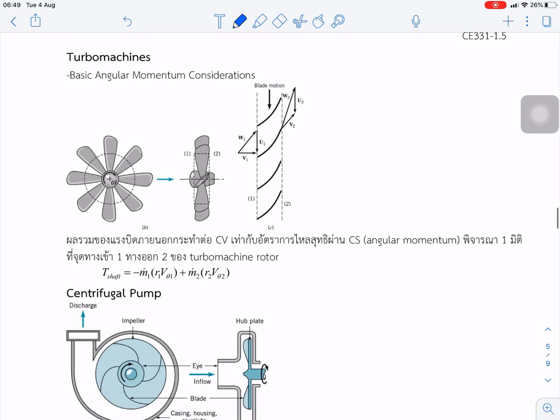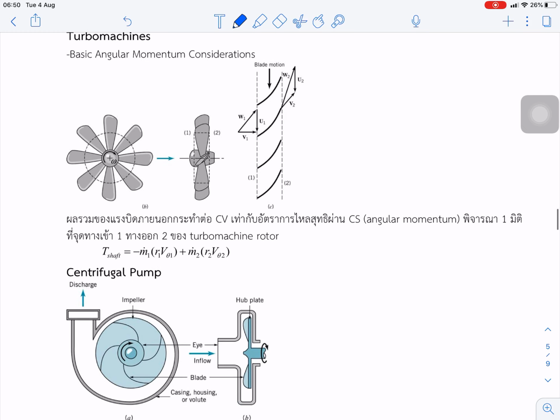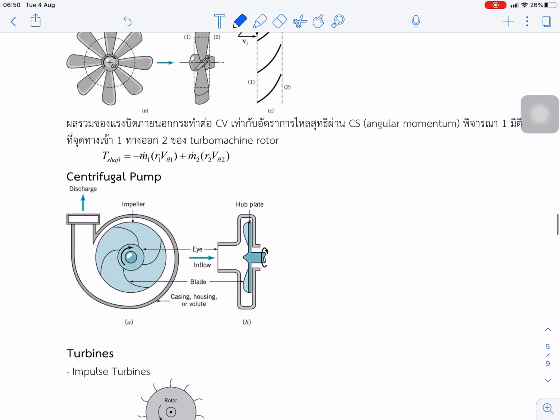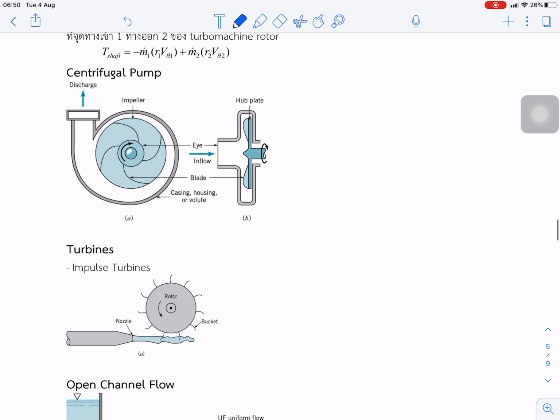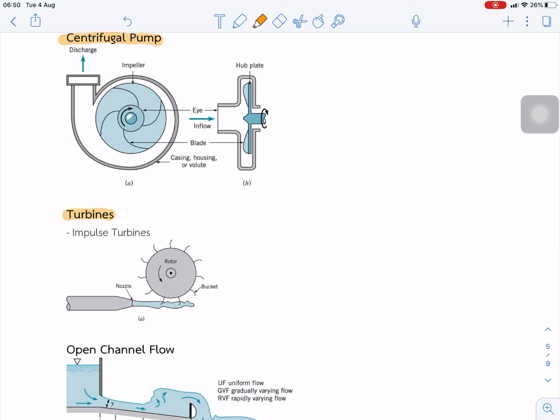And we learn the basics for turbomachines, the basic angular momentum consideration, and we can apply the knowledge to design the centrifugal pump and the turbines.